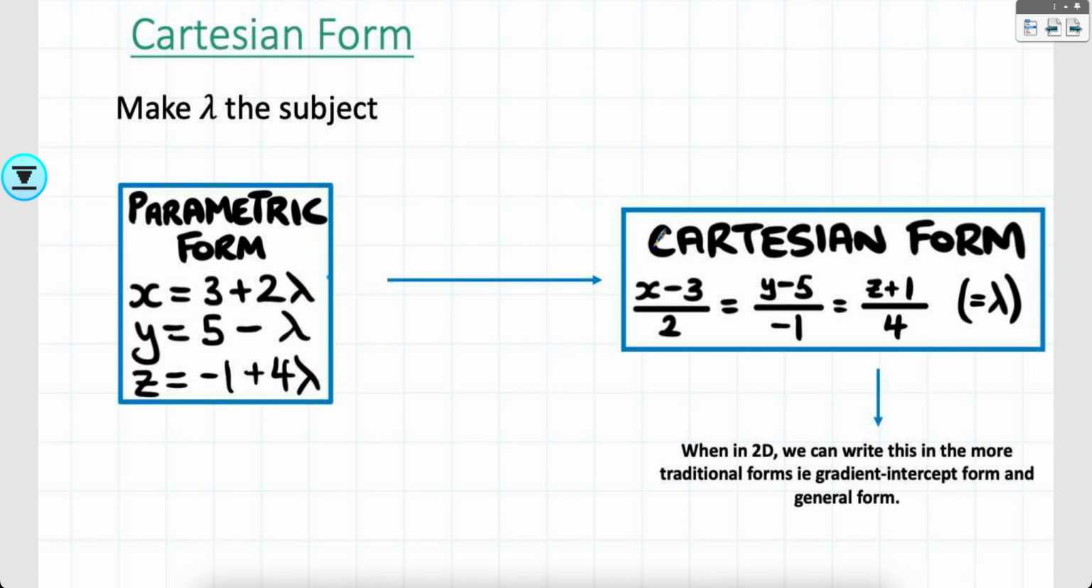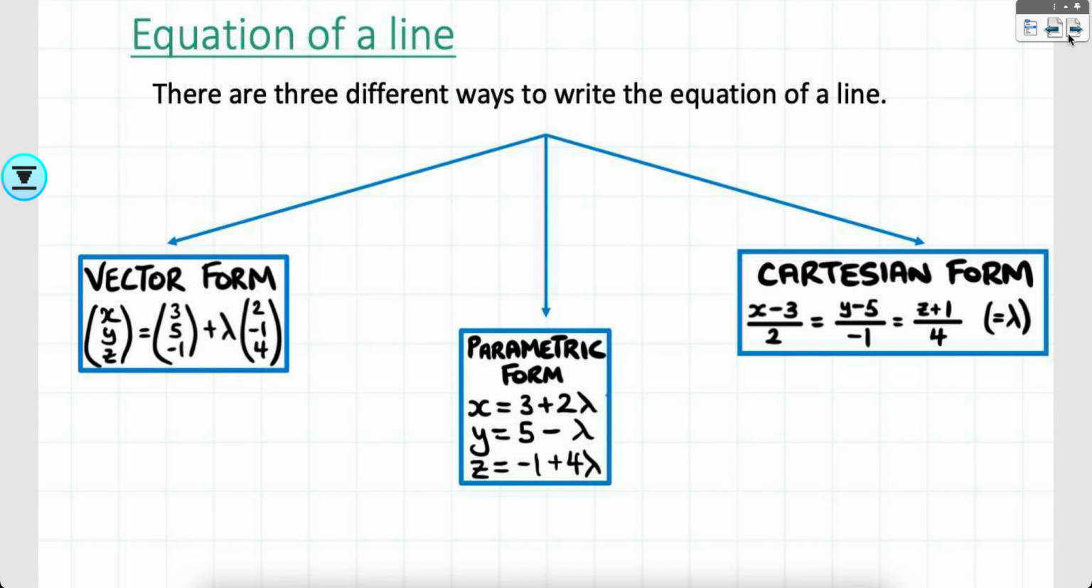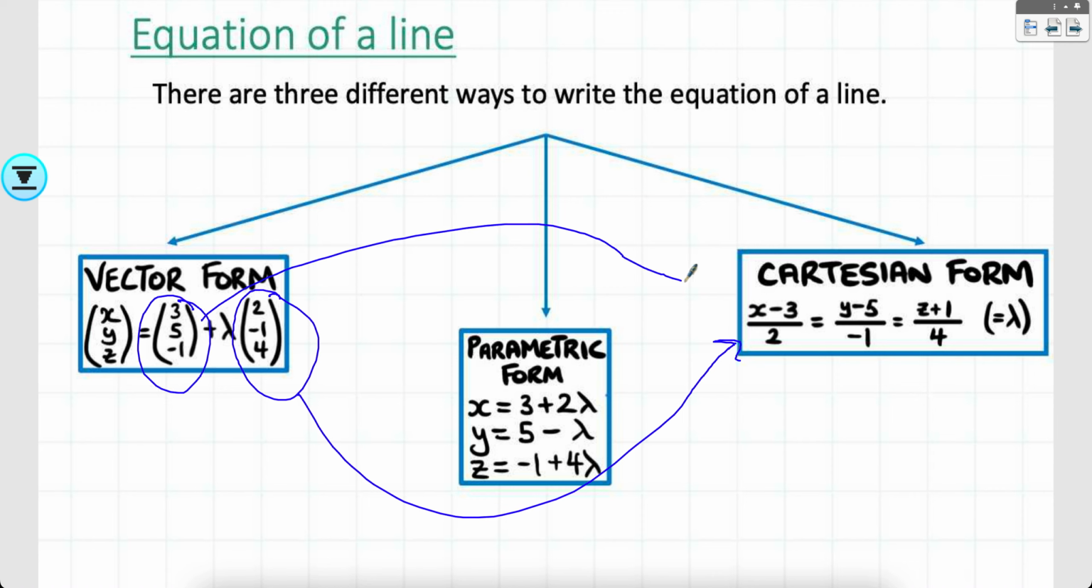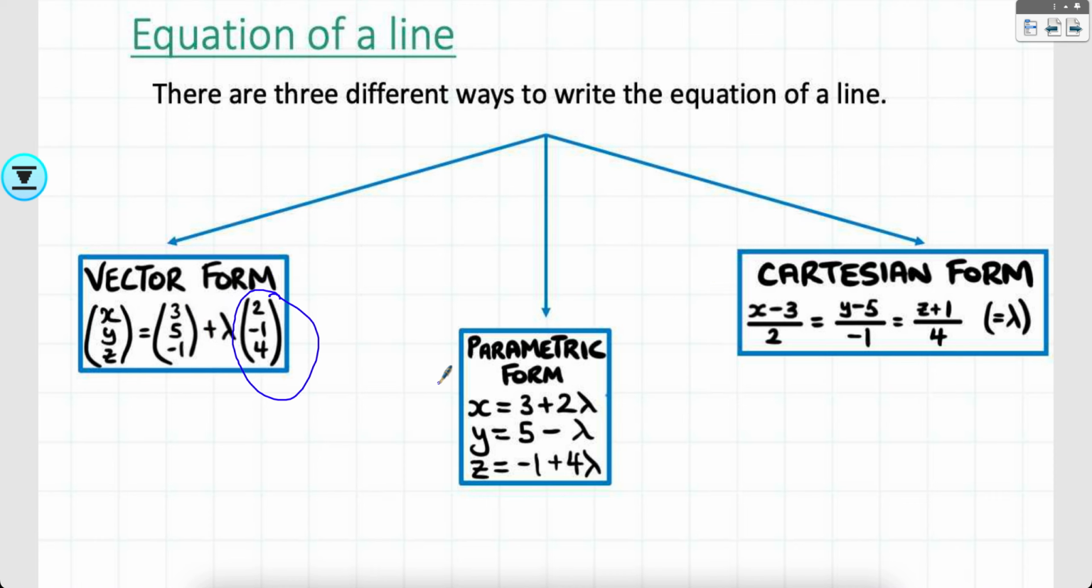You can move from vector form to Cartesian form. If you notice here, the values in the direction vector are actually the denominators here, and the points are the numerator, but with the opposite sign. So just in case you need a quick jump from one form to another. And then obviously you can also skip from this form to here and so on.